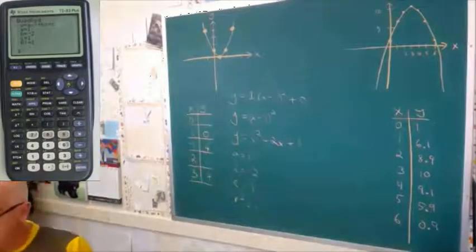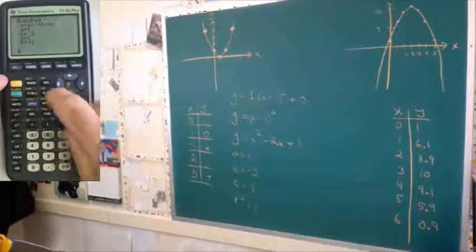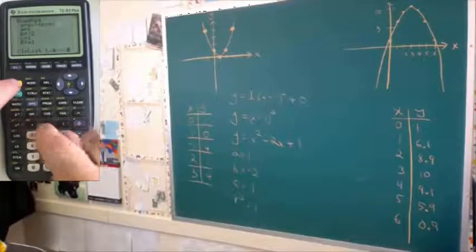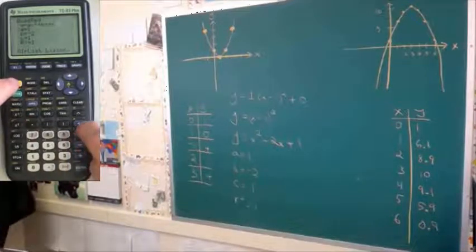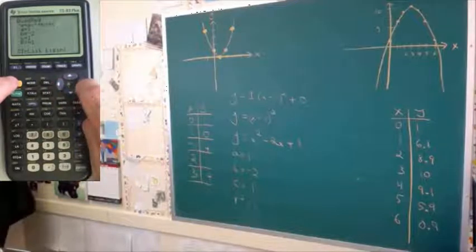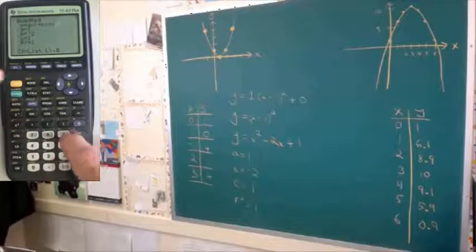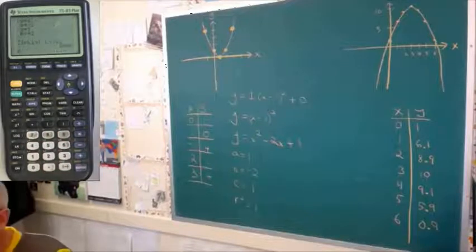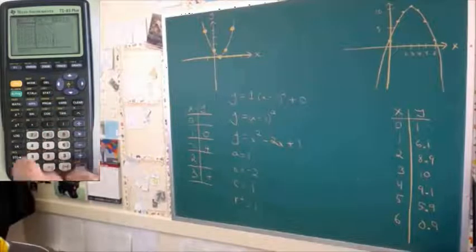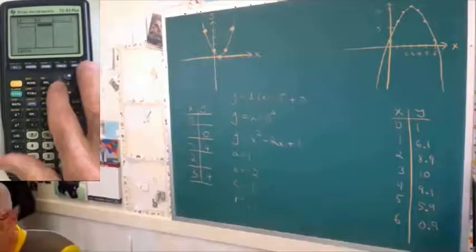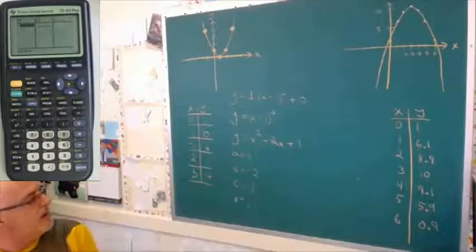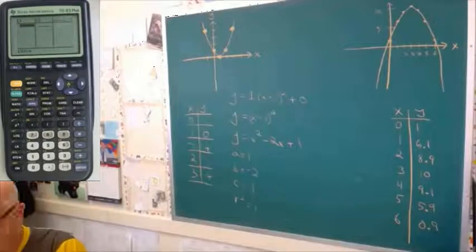First thing we do, of course, is clear the old data. So I have to do stat 4 for clear list. Second 1, second 2, enter. Done. I cleared the old data. Now, stat. I want to enter data, so I'm going to 1 for edit. And I'm going to enter the x and y's from this table of values on the right. So the x's are 0, 1, 2, 3, 4, 5, 6.